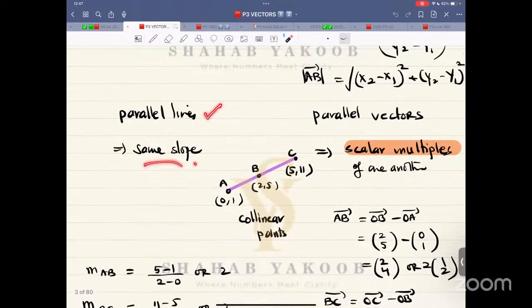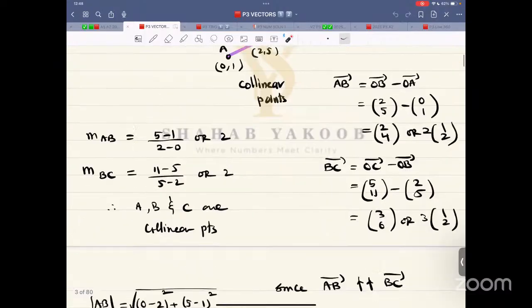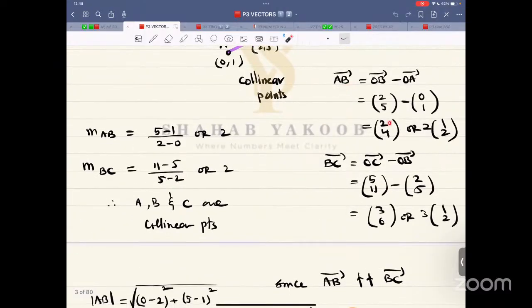Parallel lines have the same slope. Collinear points, parallel vectors: if points lie on the same straight line, the vectors are parallel. AB is parallel to BC, which is parallel to AC. AB is (2, 4). BC is (3, 6). Take 2 common out, 1, 2. Take 3 common out, 1, 2.